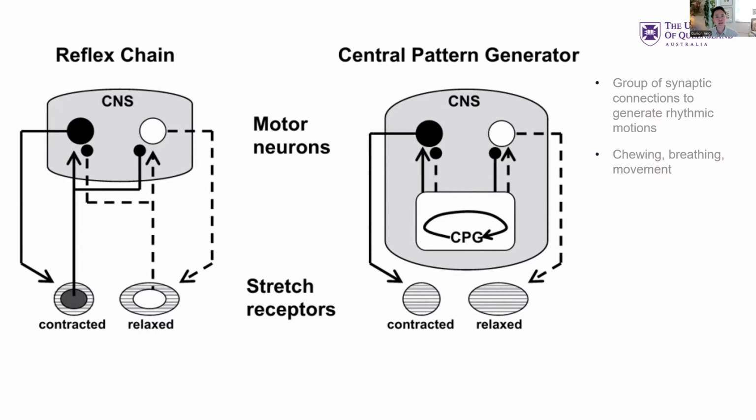And the achievement here is that it's generating some form of a rhythm. So you can think of classic behaviors where a rhythm is necessary, like chewing, you know, when you're consuming food, breathing, so respiration, and of course, locomotion. So a lot of the things we're going to talk about in this module are central pattern generators.